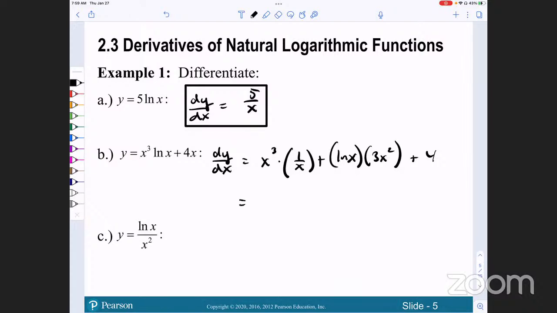Go a little bit further. x cubed over x becomes x squared. In that first part, I'm going to write this as 3x squared times the natural log of x, for the sake of clarity. And then we're going to have plus 4. We could factor out that x squared.